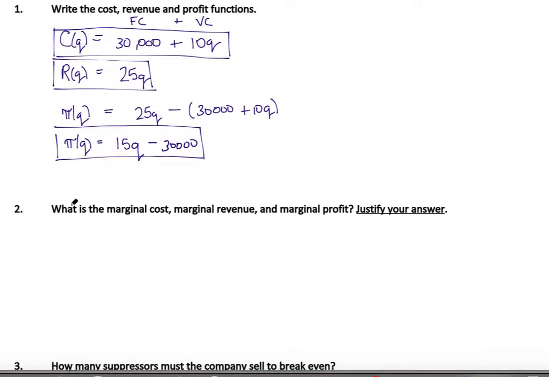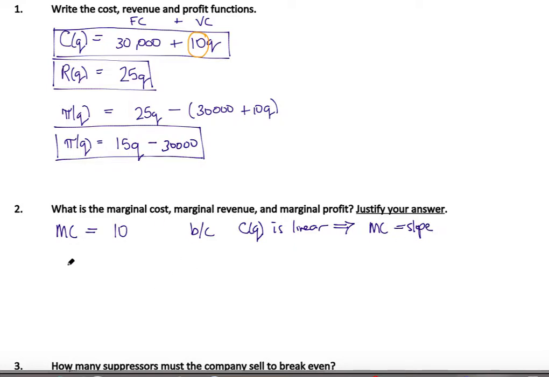For marginal cost, I can do this very easily. Because my cost function is linear, the slope for this cost function, which is 10, is my marginal cost. So my marginal cost is 10 because C of Q is linear, which means that marginal cost is equal to the slope of that linear cost function.